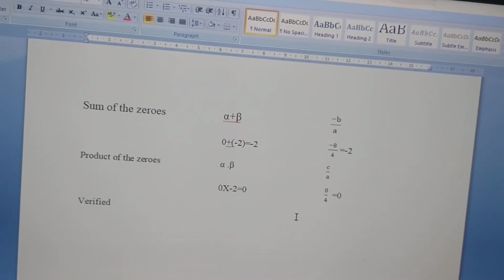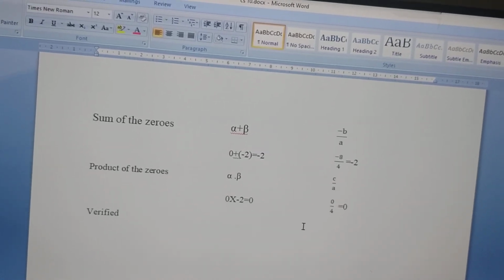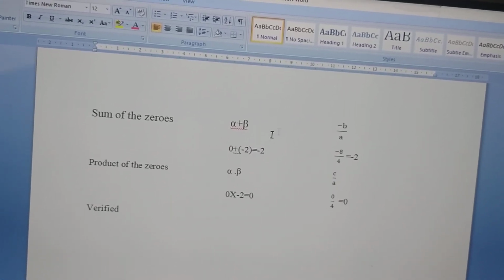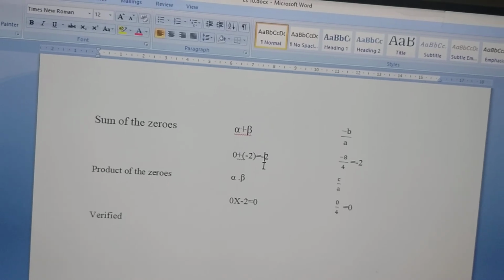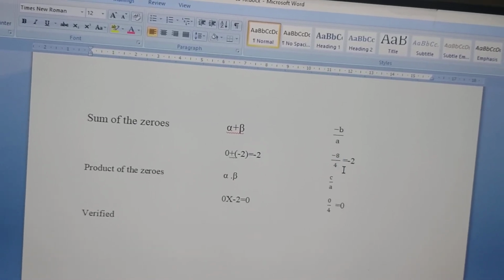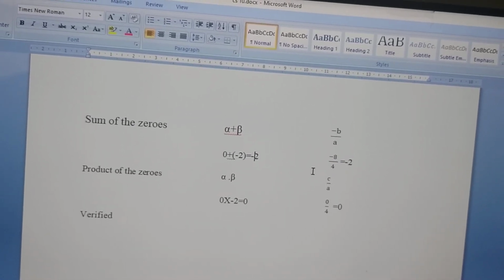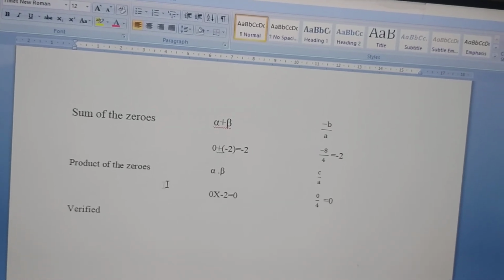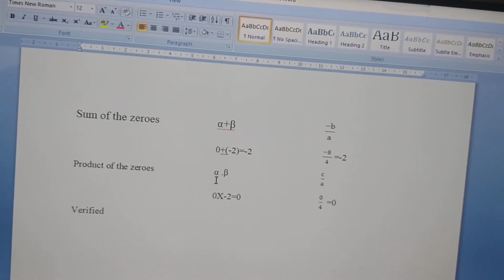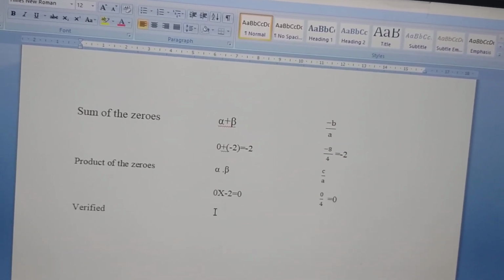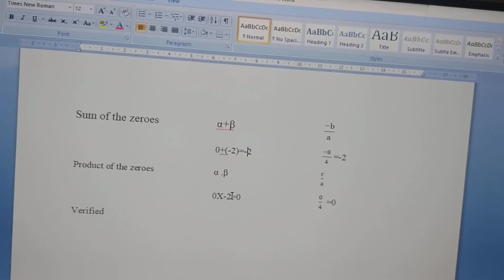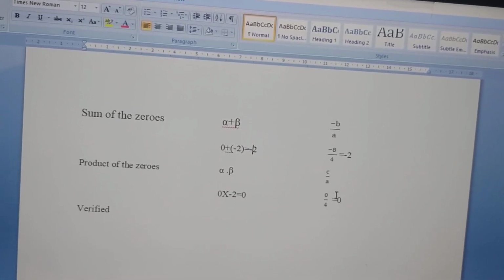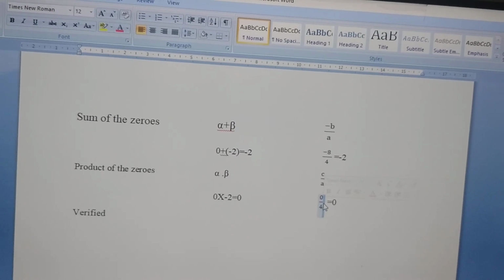Sum of zeros, alpha plus beta, according to the formula is minus b by a. So 0 and minus 2 adding gives minus 2, and minus b by a value also gives minus 2. Product of zeros, alpha into beta, the formula is c by a. We got alpha value 0 and beta value minus 2, product is 0. According to the formula also we get 0.